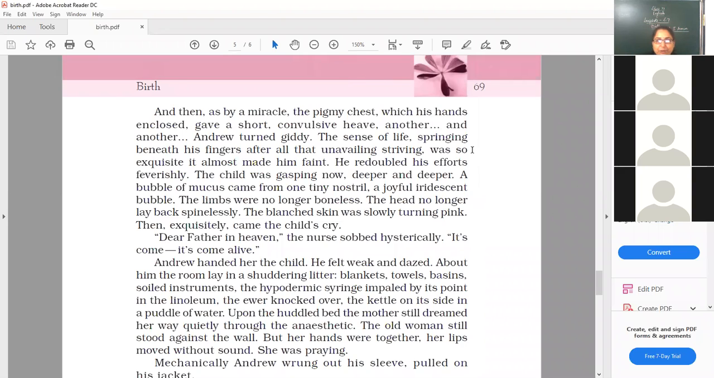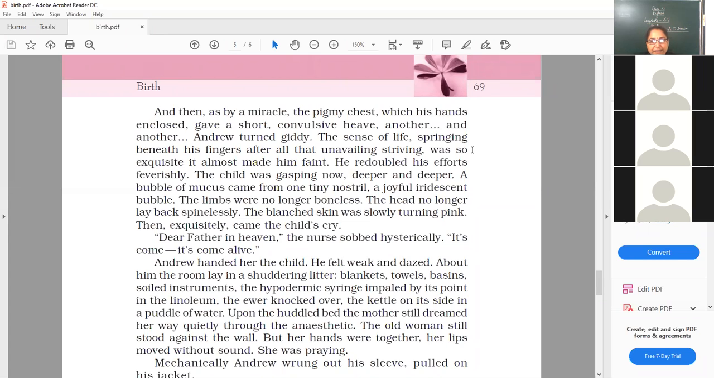The limbs were no longer boneless. The head no longer lay back spinelessly now. The child was now not loose that way as it was lying. The blanched skin was slowly turning pink. The skin which had been put into lukewarm water and cold water and then rubbed by the towel, the cloth that he used, and with his hands, and now the skin was turning pink. Then exquisitely came the child's cry.